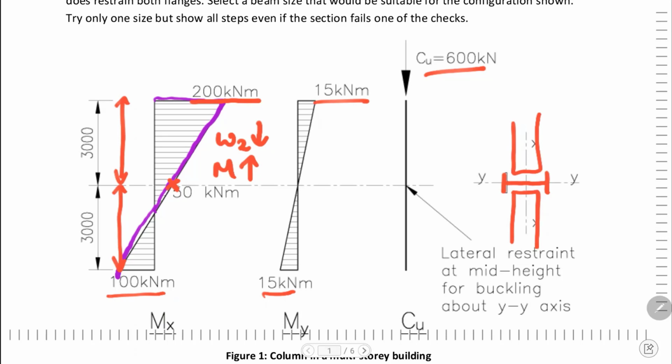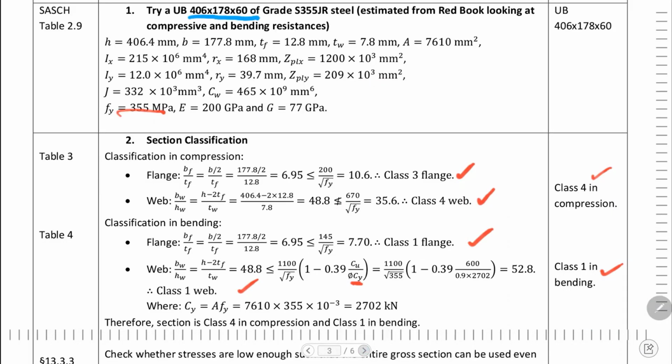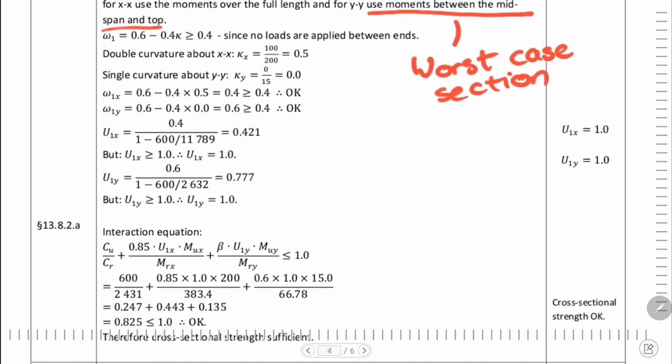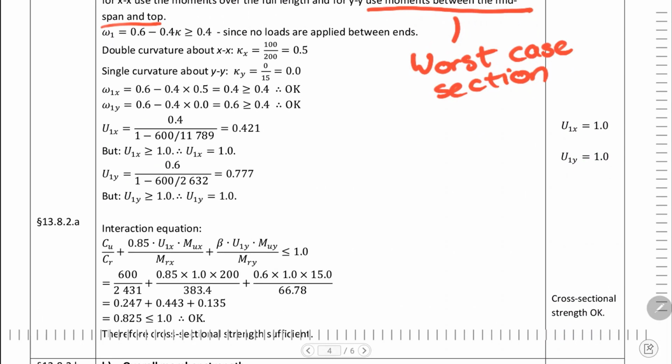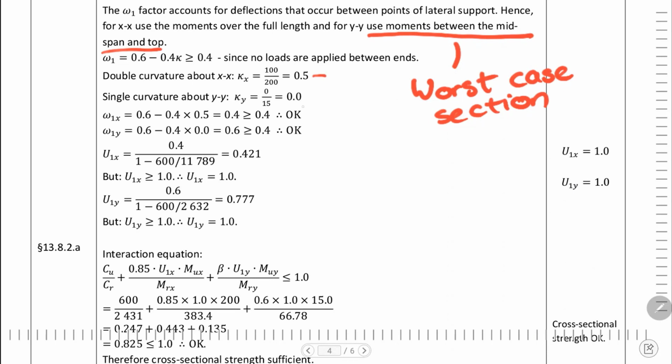So I'm going to design this top half. And then we know that the bottom half will definitely work out as well. So that's why I've started picking out that. And let us continue. So now double curvature about XX, giving us a kappa of that value. Remember, I'm looking at the top half. Single curvature about YY.